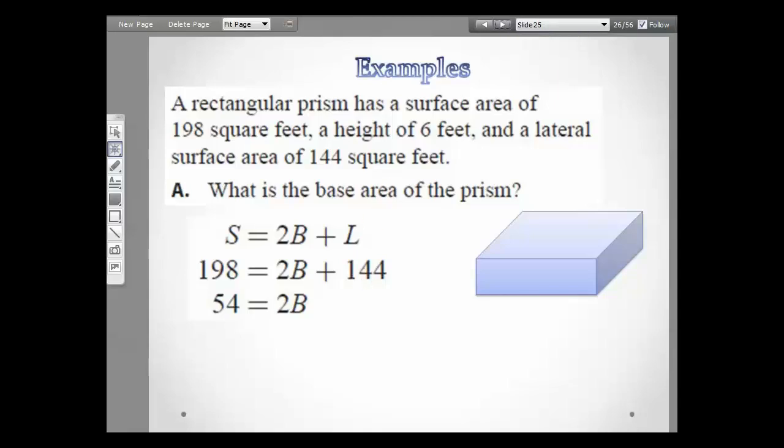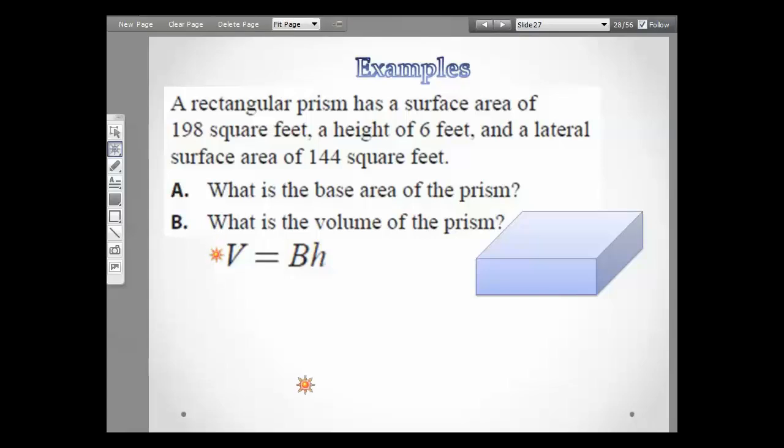So I take that 144 and I subtract it from both sides. This is where the algebra kicks in. So 198 minus 144 is going to give me 54. And then I divide both sides by 2. And I find out that the base area of the prism is going to be 27 square feet. See, all we did was plug in the numbers and kind of worked it backwards.